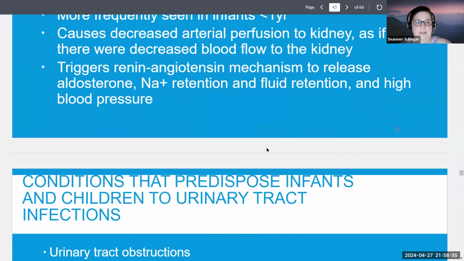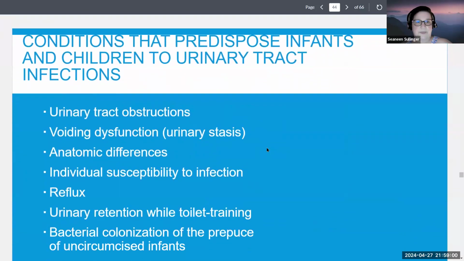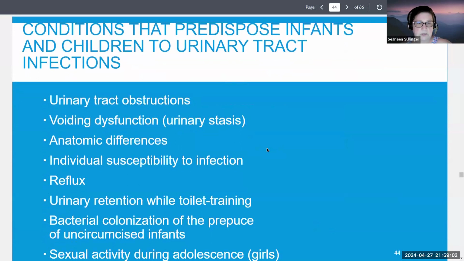And so again, that has to do with UTIs, things that can cause infants and children to be predisposed to urinary tract infections.